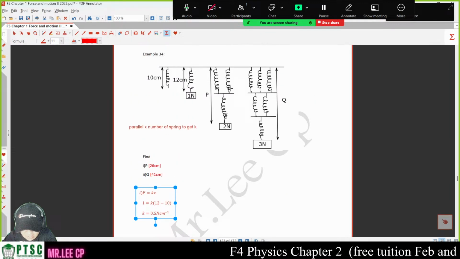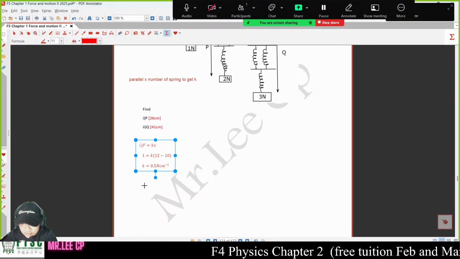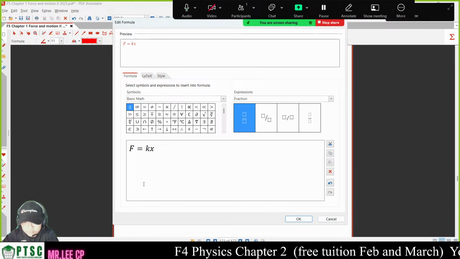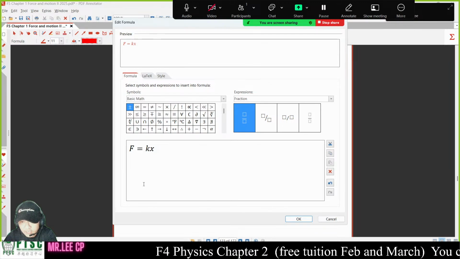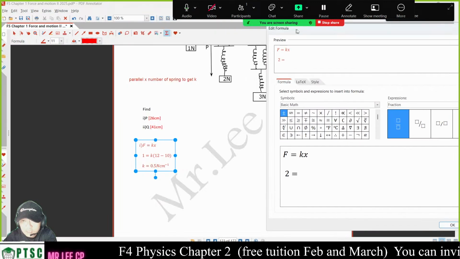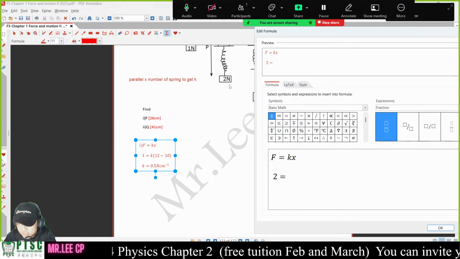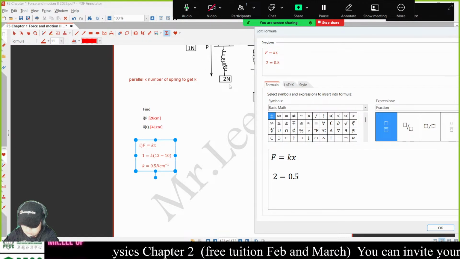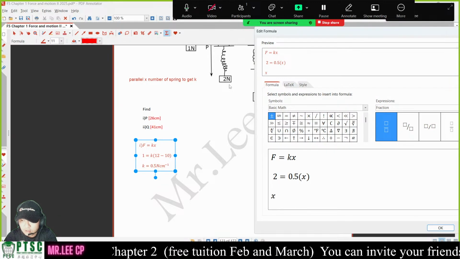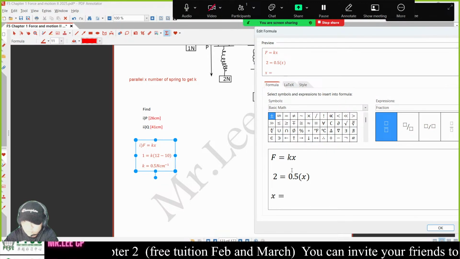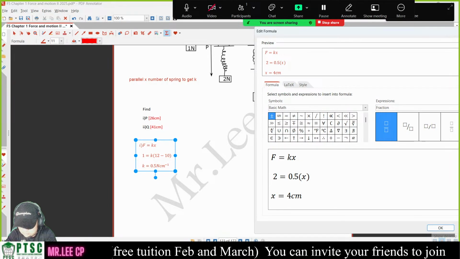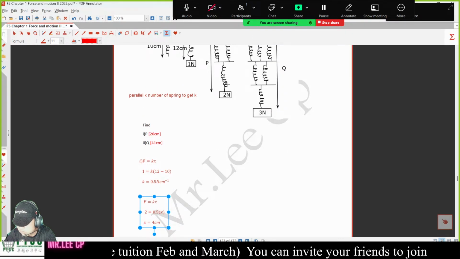Now I want to find this. So now F is Kx again. F is now 2 Newton. K is one spring, I don't care, so 0.5. X I don't have, so I want to find X. 2 divided by 0.5 is 4. So for this one, it extends 4.